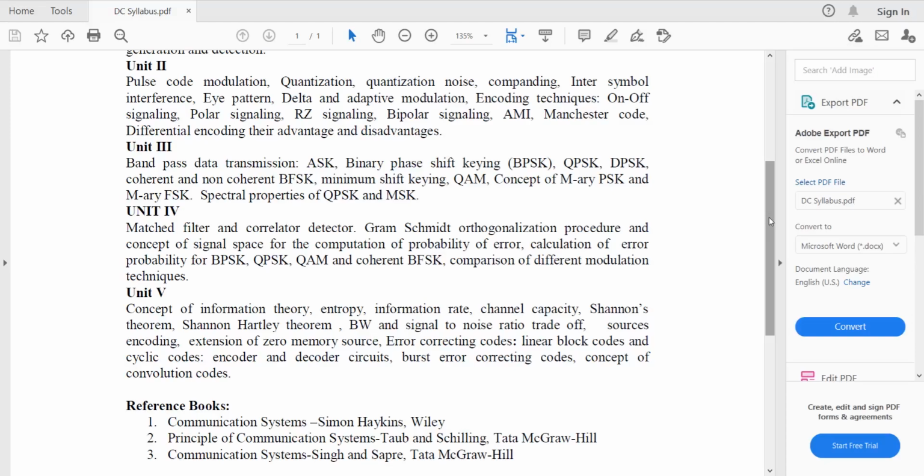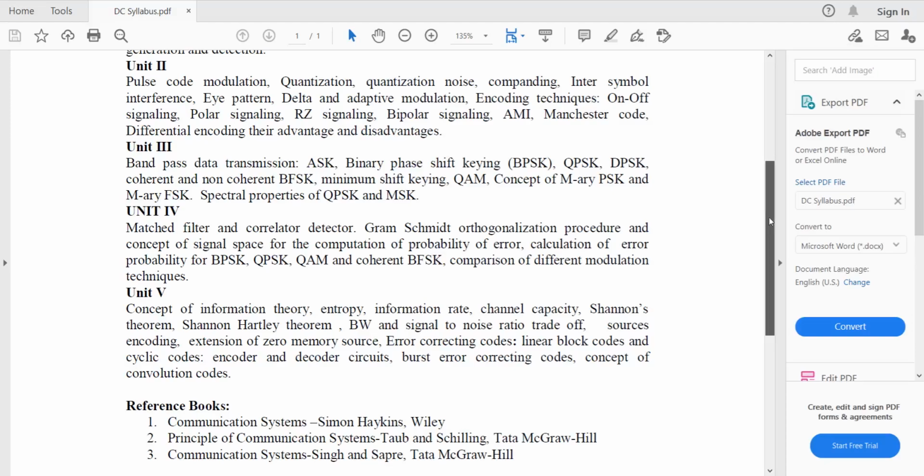Then comes burst error correcting codes. Burst errors means a combination of errors, or you can say a frame of errors, or multiple errors. If there are multiple errors then we call it a burst error. We'll see how we can correct that, what kind of codes are used for correcting burst errors. Then the concept of convolutional codes. The convolutional codes are the most widely used channel codes for correcting and detecting errors. So we'll see what is the concept of convolutional codes also.